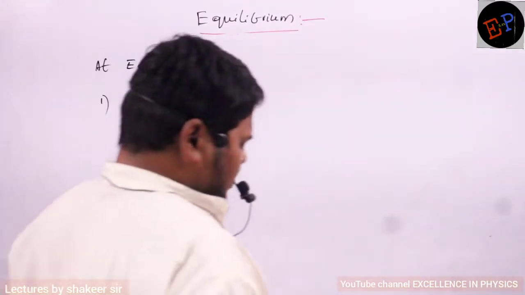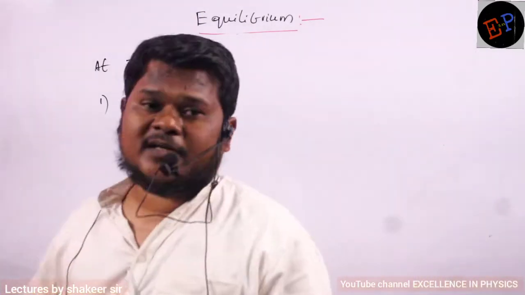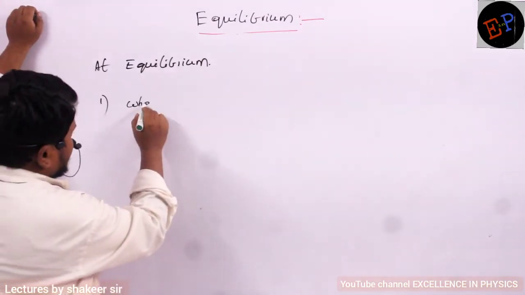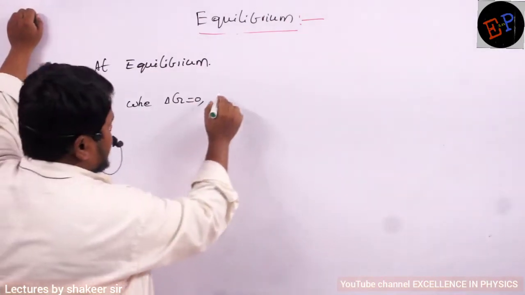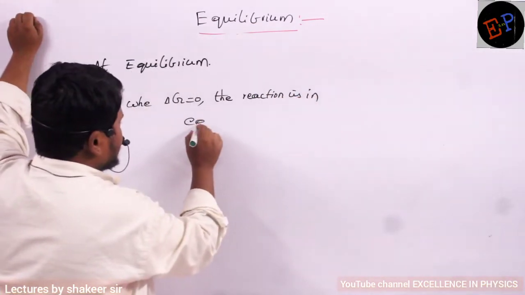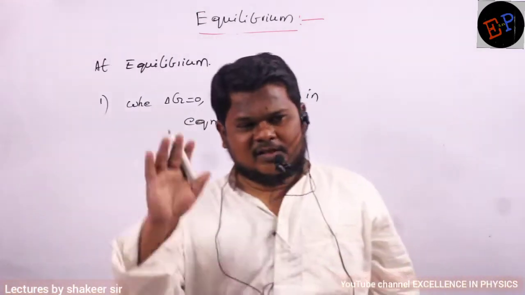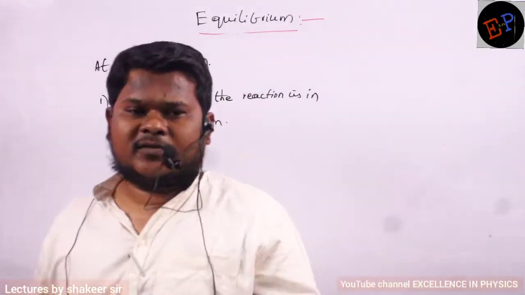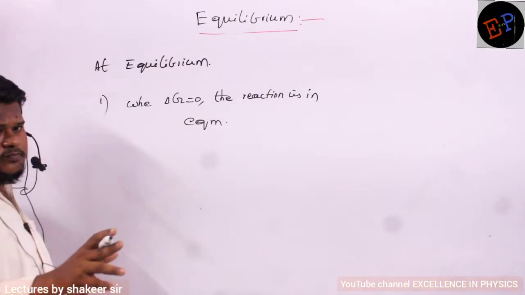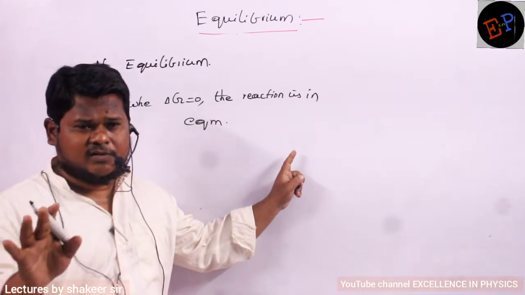Now let us discuss what is meant by equilibrium, and at equilibrium what are the conditions which will exist. So first condition is at equilibrium we can say that when delta G becomes 0, the reaction is in equilibrium. Do you remember what is delta G? Change in Gibbs free energy. When change in Gibbs free energy becomes 0, then I can say that the reaction is in equilibrium. First point of equilibrium, first nature of equilibrium.